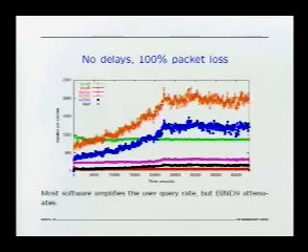And here's another way of looking at the same data. These are traces of the query rates for all of the different configurations. The black line shows queries generated by the user, and as you can see, all of the software except for BIND 9 actually amplifies the query rates.